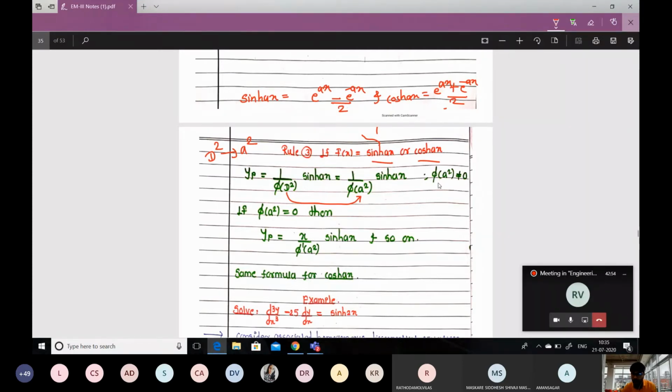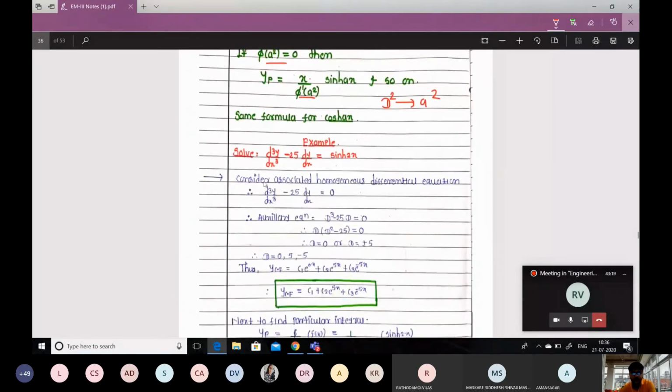Provided phi of a square has to be not equal to 0, and if it is equal to 0, then multiply by x, take the derivative of the denominator term, and again use the same formula, just replace the D square term by a square. So you just have to remember, in case of hyperbolic sine or hyperbolic cos function, you have to replace the D square term by a square. Okay, that's the process. Now let us see one example.